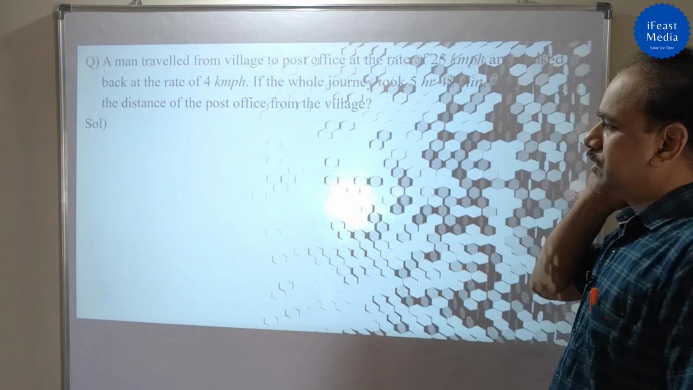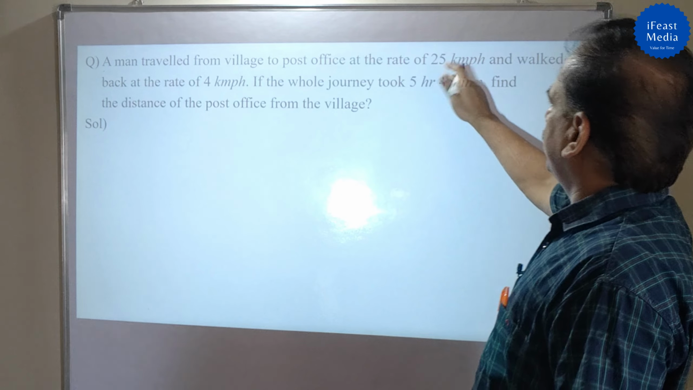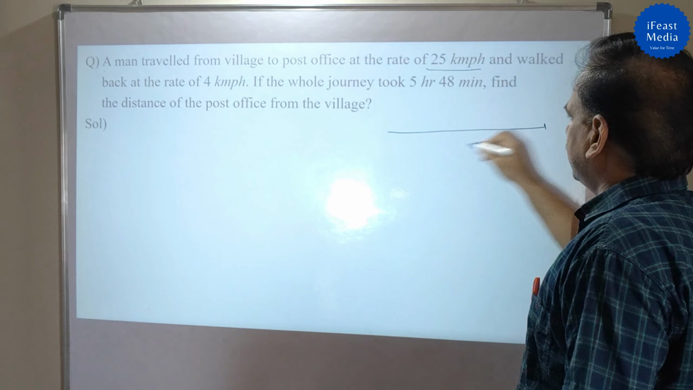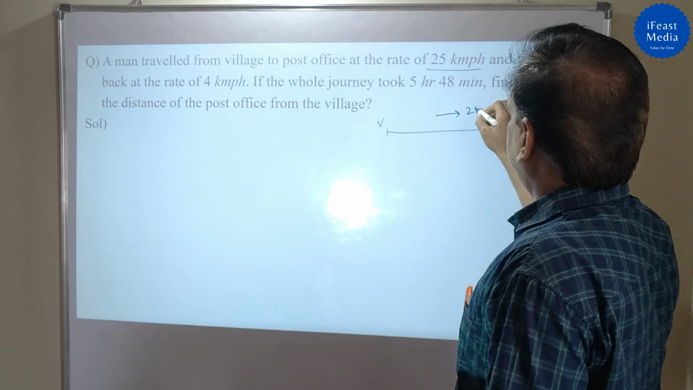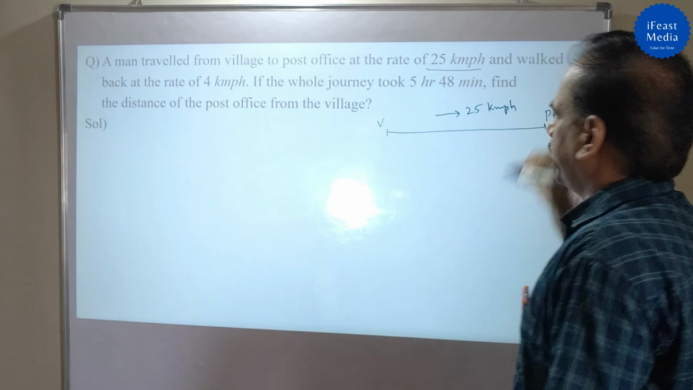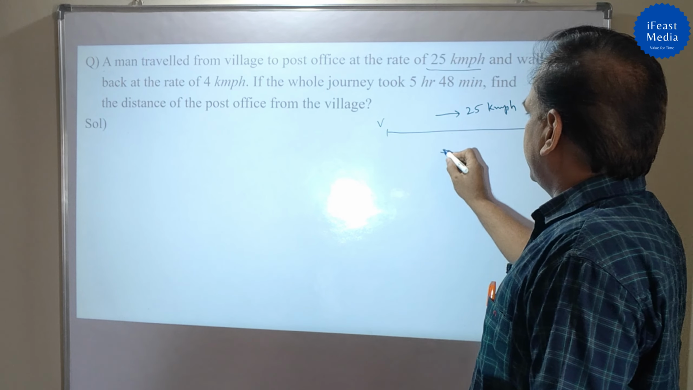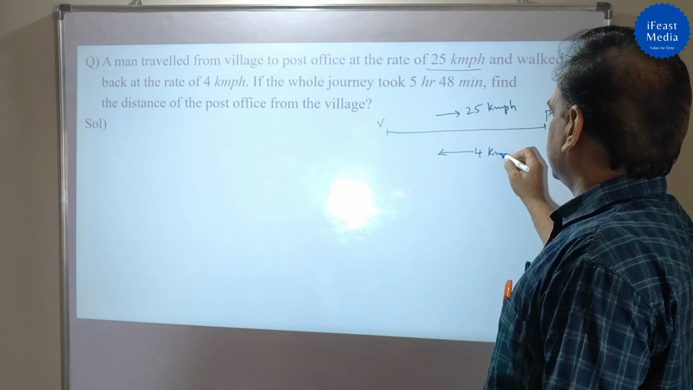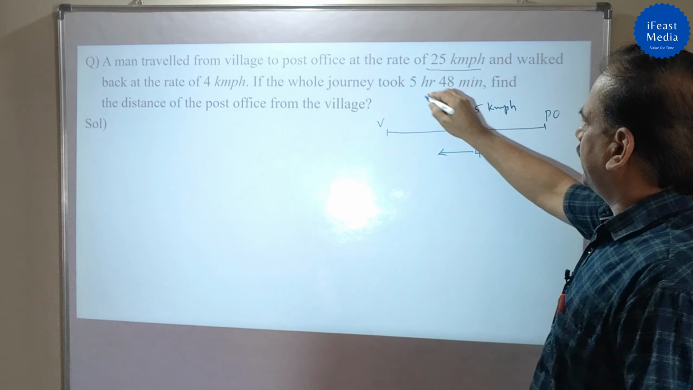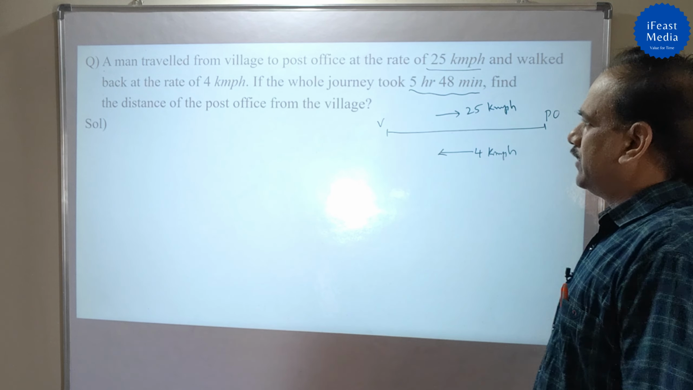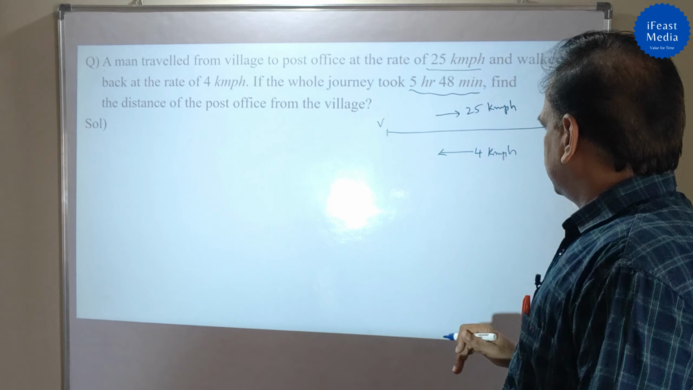Okay. So coming to this problem, a man traveled from village to post office at a rate of 25 kmph. He started from the village, reached the post office at 25 kmph, and walked back at the rate of 4 kmph, and he came back at 4 kmph. The same distance, right? If the whole journey took 5 hours 48 minutes, find the distance of the post office from the village.